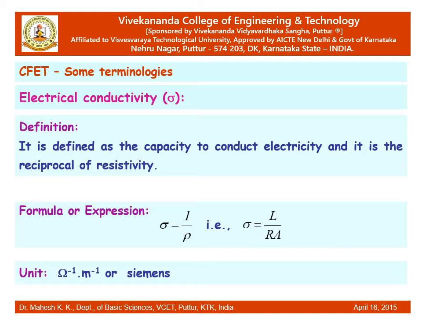Electrical conductivity is nothing but the reciprocal of electrical resistivity. So if rho is the electrical resistivity, then sigma is the electrical conductivity. So sigma is equal to 1 over rho. By definition from the previous, we could just take a reciprocal. Sigma, that is the electrical conductivity, is equal to L by RA, where L is the length, A is the cross-sectional area of the conductor, and R is the resistance. And the unit will be ohm inverse meter inverse.